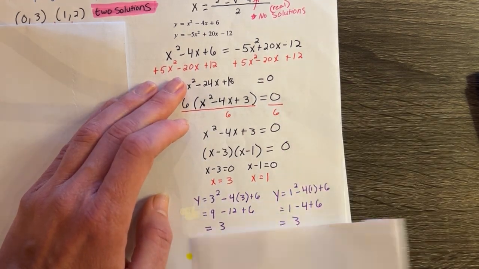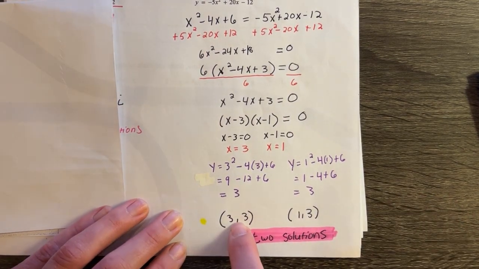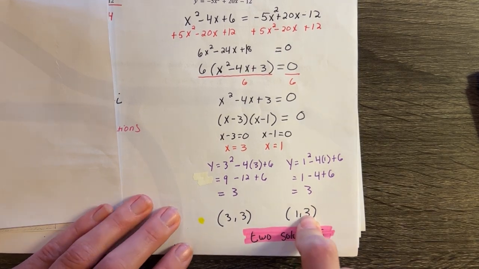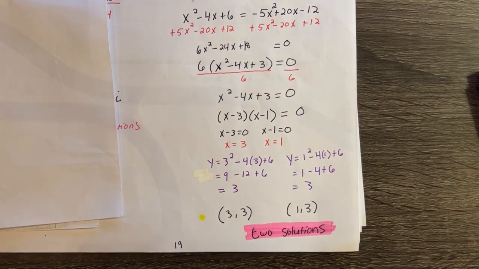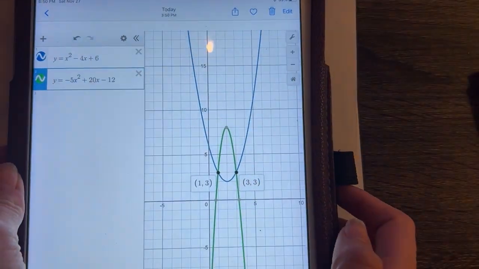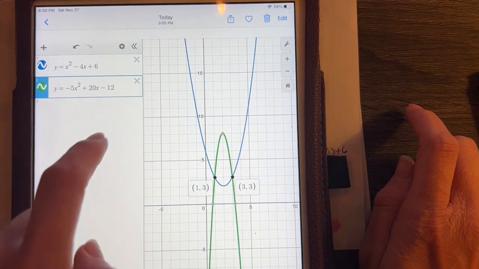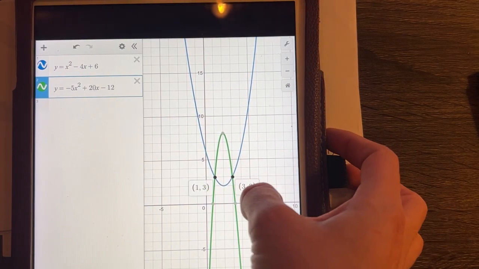When I plug those in to get my y, I get (3, 3) as one point, and (1, 3) as my second point. So here I have two solutions, and here is the graph for you to see that those are in fact the two solutions. So I just plug those functions in, and then here are my points, (1, 3) and (3, 3).